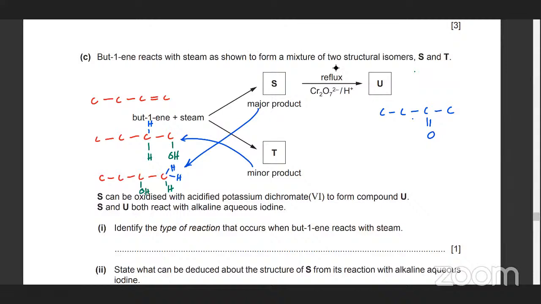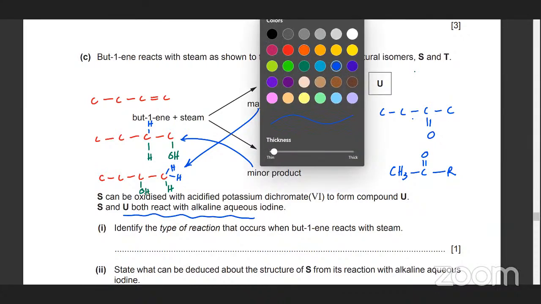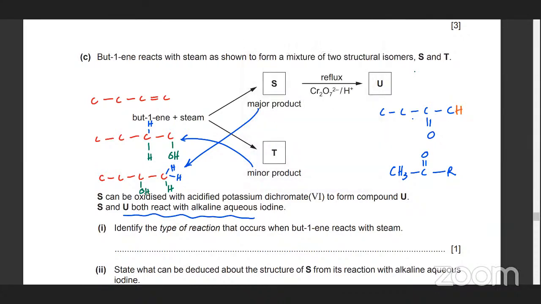So the next part is, now he's saying that both S and U react with alkaline aquacidine. The reason they react with alkaline aquacidine, that's the iodoform test. The iodoform test is the test of this structure where you have CH3 next to a carbonyl C=O and you have a carbon chain or an H. So in this molecule over here, the ketone that you're forming, this is exactly the situation. You have a CH3 next to C=O. So the iodoform test is going to be positive.